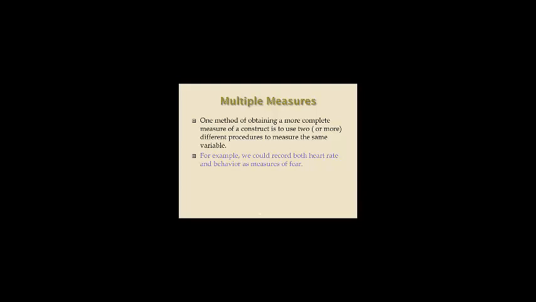So usually the best option is to have multiple measures. That means that you use, like, a survey and an observation, and at the same time, if you can, use a physiological measure to make sure that you have a good understanding of the behavior under study.